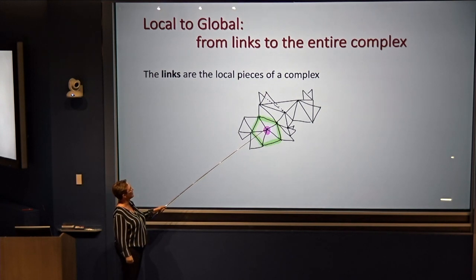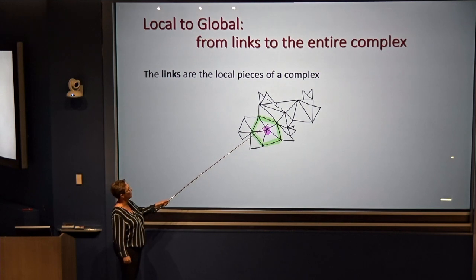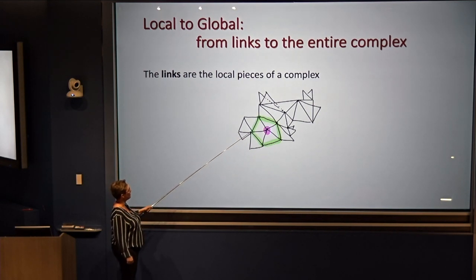I'm now talking about the link of this vertex. So this vertex has 5 neighbors, right? So I have 5 vertices in my link. And every time there is a triangle touching my vertex, this becomes an edge in the link. Okay, so in this case, the link is just a circle, a cycle of length 5. That's the link of this vertex.